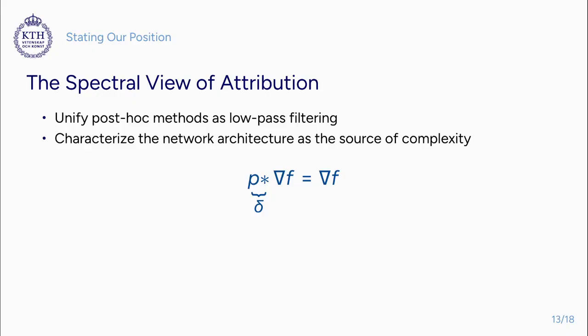So if we go back to our spectral view, one of the benefits that we had from the spectral view was to unify post-hoc methods as low-pass filtering, and the second benefit that we can get is to show formally that network architecture is the source of complexity. So we can formalize some of the missing connections that we had before in explainability. In explainability, we used to assume that if you have a complex network, it naturally leads to a more complex attribution. But this relationship has never been formalized and theoretically justified. If we use this spectral view, we can show this. This is our ICCV paper that I also link at the end of this video.